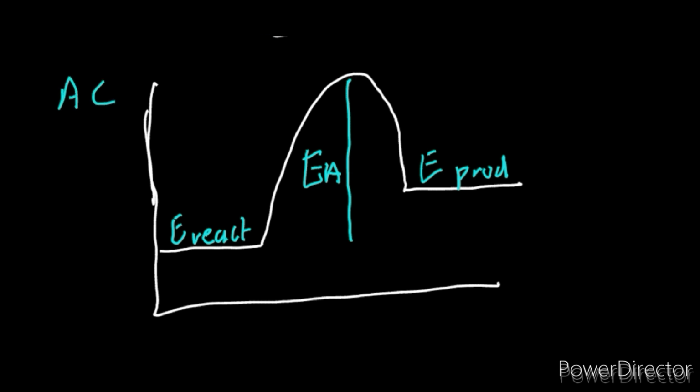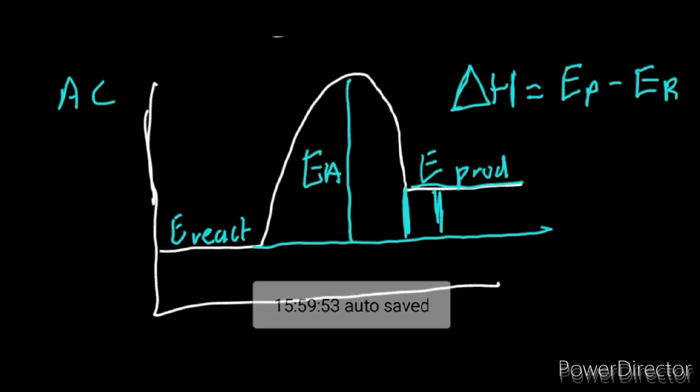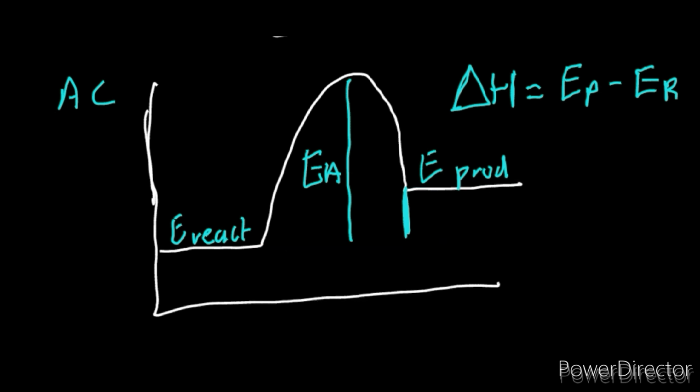Now what I want you to know is that there's what you call the enthalpy, or the heat of the reaction. This equals the energy of the product minus the energy of the reactant. So it's this difference, the space between the energy of the reactants and the energy of the product. So this gap here is what you call delta H.